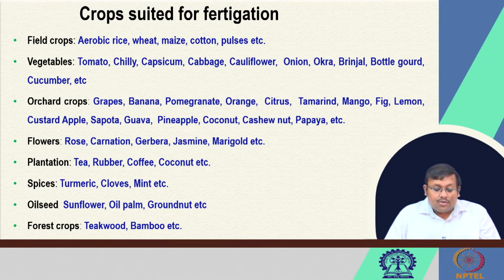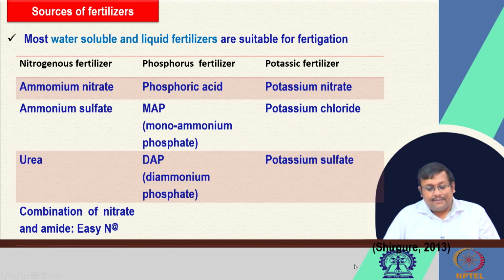In case of flowers, rose, carnation, gerbera, jasmine, marigold are suited for fertigation. In case of plantation crops, tea, rubber, coffee, coconut are important for fertigation. In case of spices, turmeric, cloves, mint are important for fertigation. In case of oil seeds, sunflower, oil palm and groundnut can be irrigated by fertigation, and in case of forest crops, teak wood, bamboo can be managed by fertigation. So, these are the crops which are suited for fertigation.